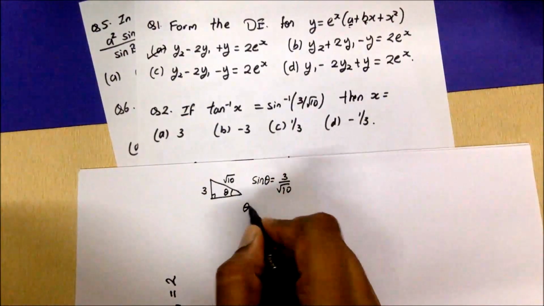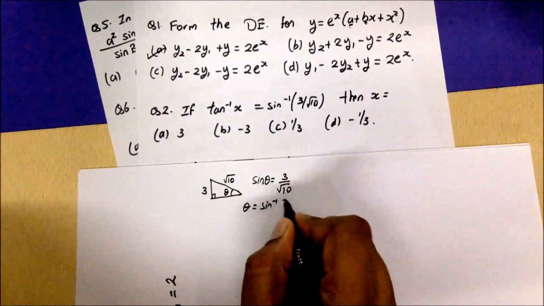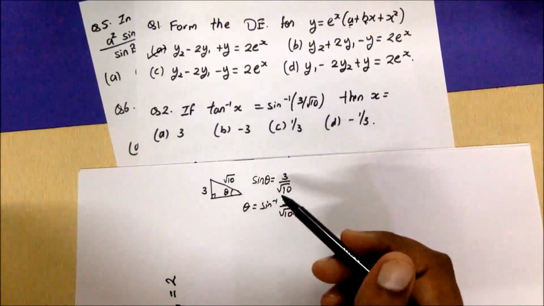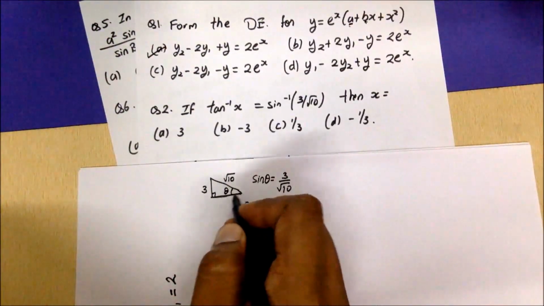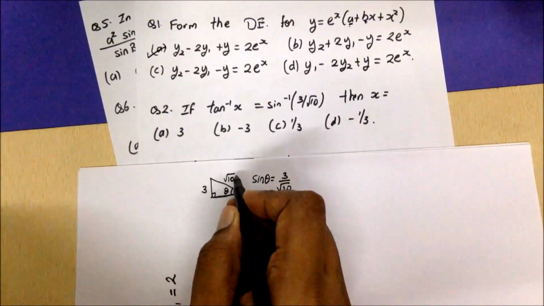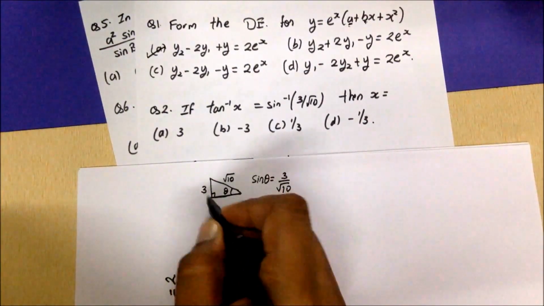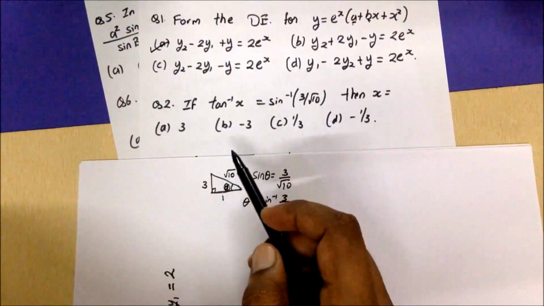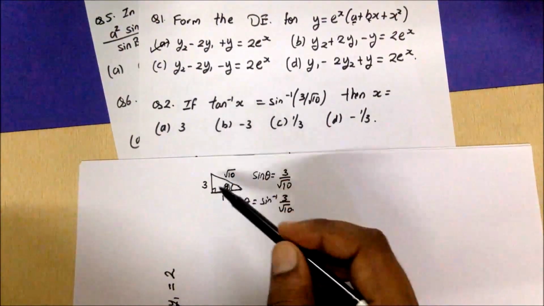So what you are getting is theta is sine inverse 3 by root 10. So that is what is asked in your question. Using your Pythagoras theorem, you can find this side. So that's going to be root 10 square minus 3 square. So that's going to be 1 square. So that's 1. So now I have to find what is going to be my tan of theta.